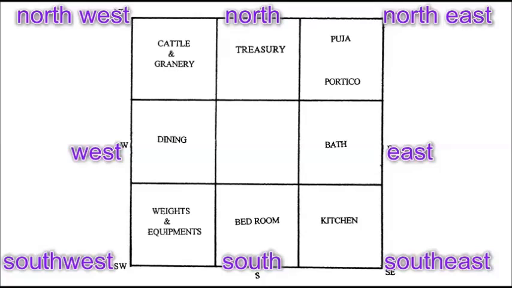Plan showing the placement of rooms in respect of directions. The area in the northwest is meant for cattle and granary. The room in the north must be accounted for the treasure. The room in the northeast must be considered for puja and portico. The room in the west is supposed to be the dining room. The room in the east is supposed to be the bathroom. The room in the southwest must be accounted for weights and equipments.